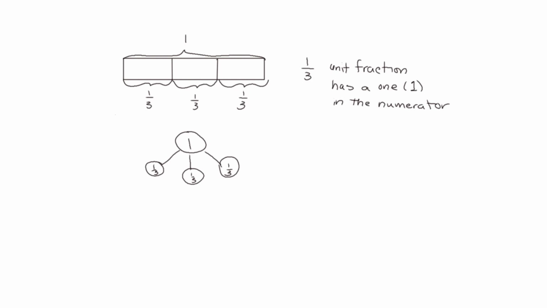Okay, let's draw another one. Once again, we're going to draw a tape diagram. And once again, we're going to divide it into 3 equal-sized pieces. So our unit fraction here is still 1/3. This time, we're going to shade in 2 of the pieces.